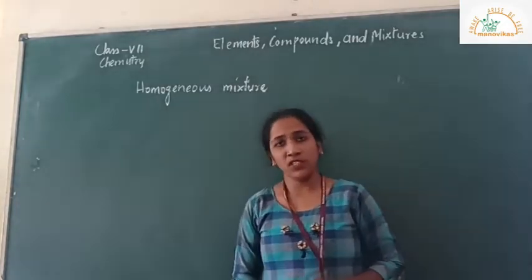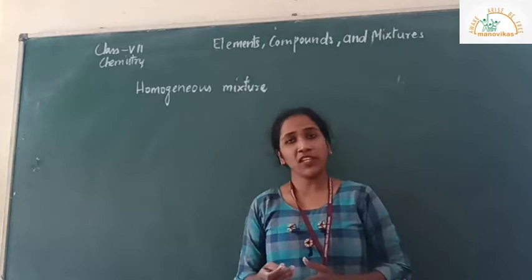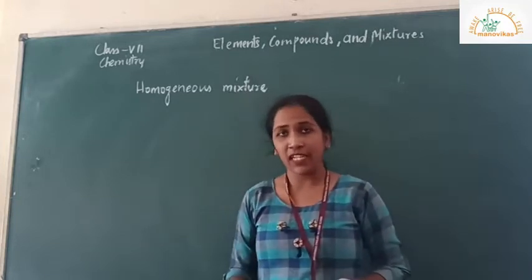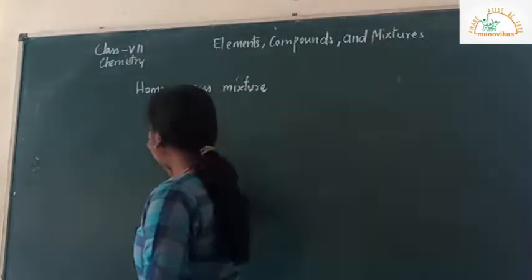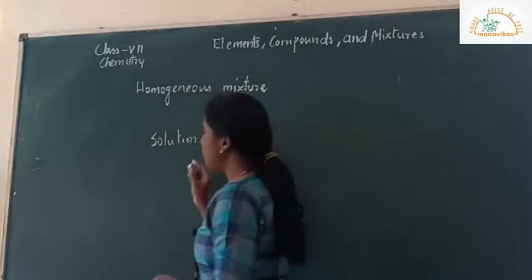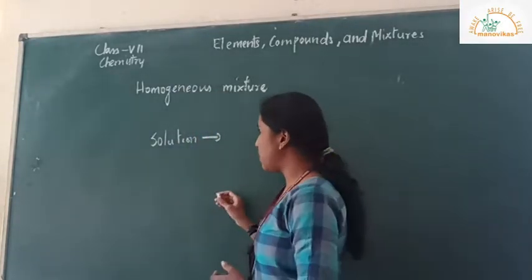Homogeneous mixture is a mixture in which the components are uniformly distributed. So here the components are not visible and it cannot be identified individually. So in this we have solution. Solution is a homogeneous mixture of two or more substances.